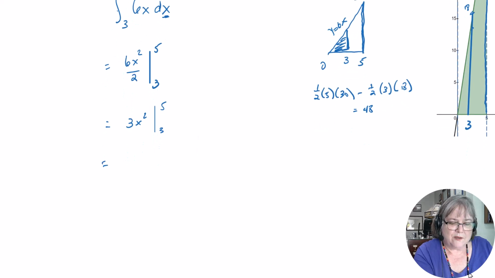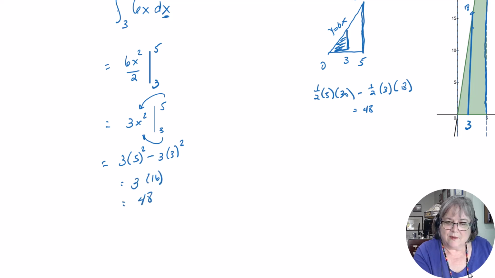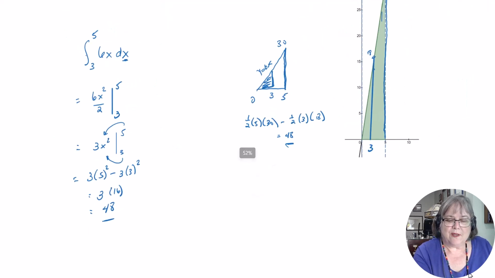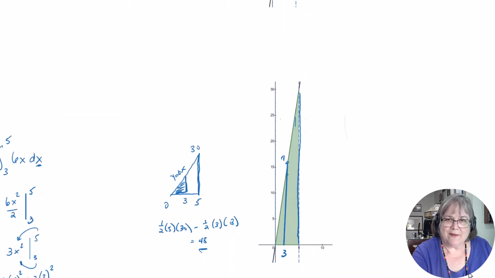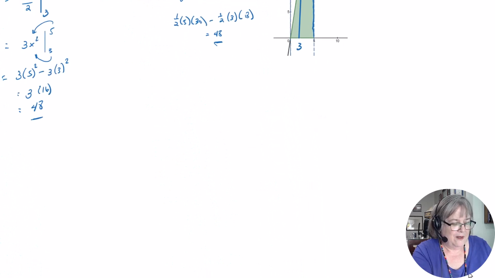And what you do is you put the 5 in here first, and then you always subtract, and then you put the 3 in. So you go 3 times 5 squared minus 3 times 3 squared. 5 squared is 25, 3 squared is 9, so you would have 3 times 16, and this is 48, which is exactly what we got over here. Okay, so I just wanted to show you a simple one so that you can see that it does seem to at least work on a triangle, right? And we've proven all this, going back into the indefinite integrals and so forth. So go back and check that.